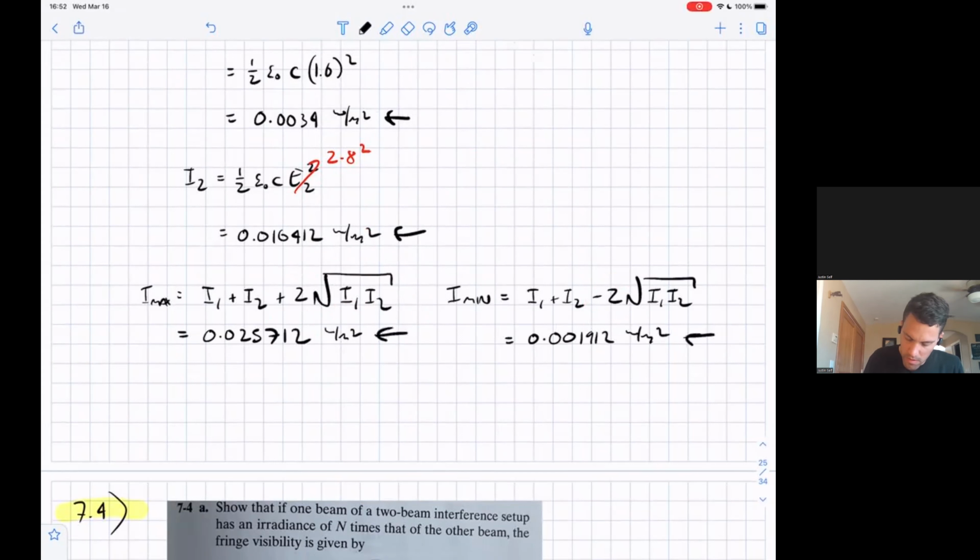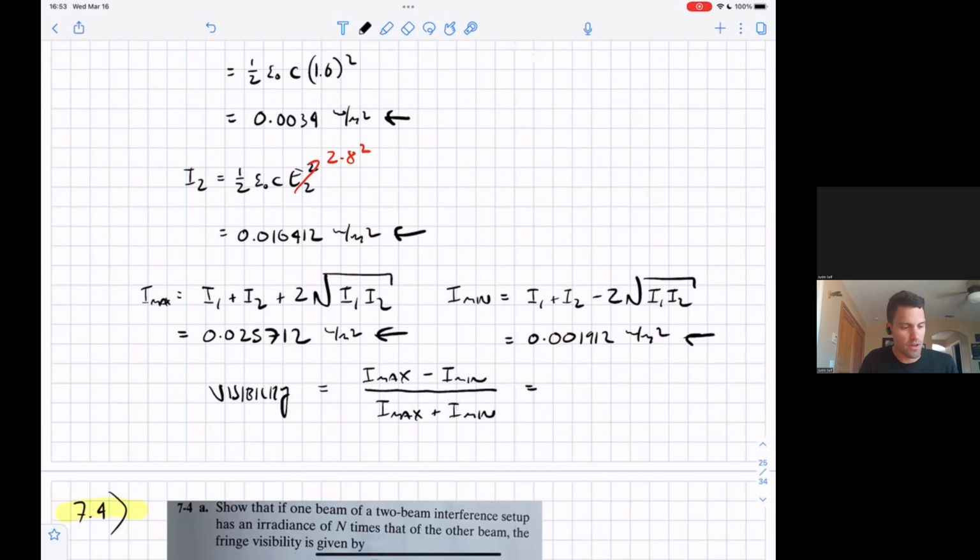Now we type it into visibility, which is equal to Imax minus Imin all over the sum of those two. I'm not going to bore you with the details, but you know how to use your calculator. You end up getting 0.86. There are no units here because you've got the same units on top and bottom. So that should be the answer. Pretty straightforward.